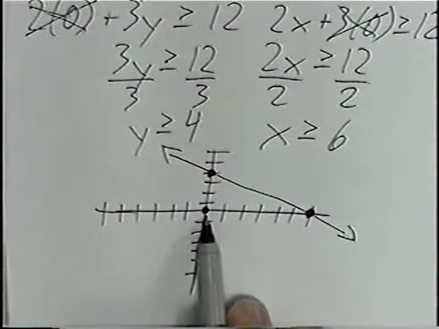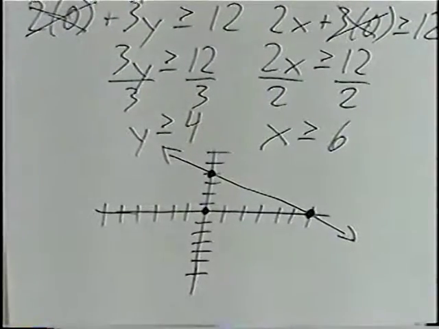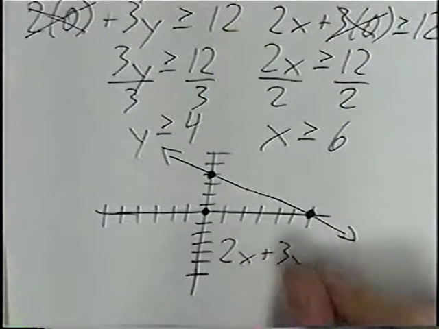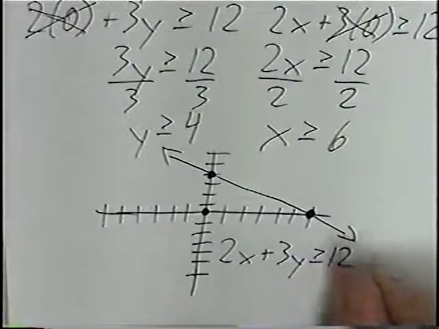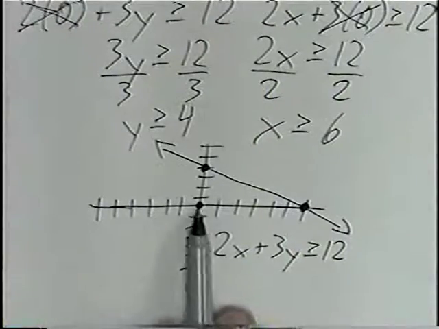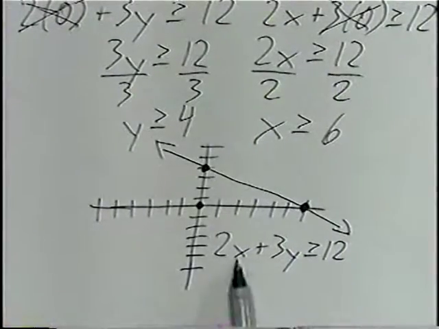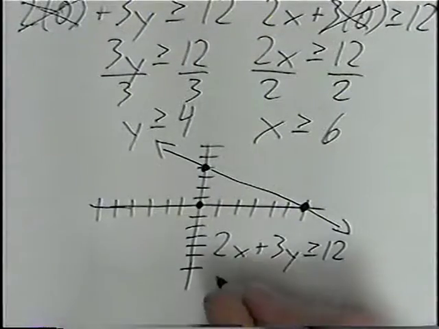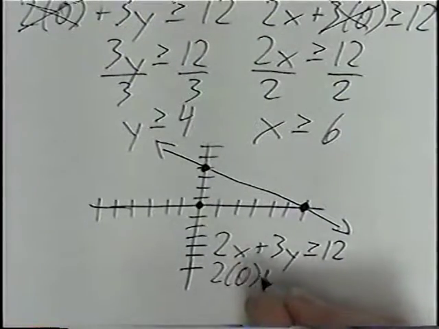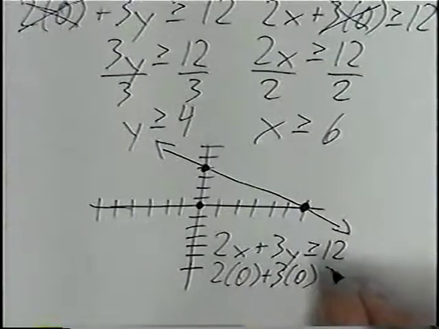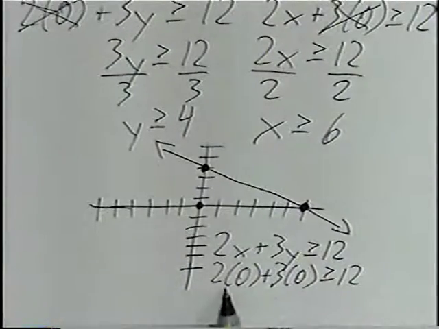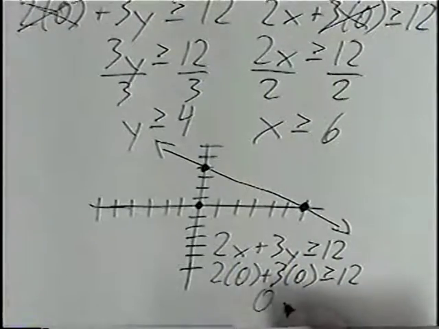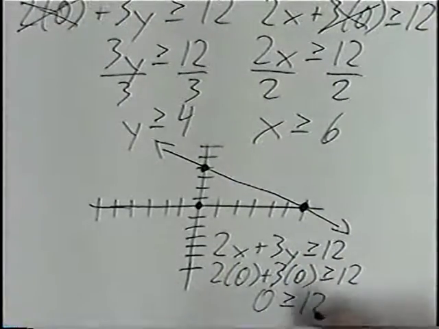If we take the point 0, 0, and plug it into the original inequality, the original inequality was 2x plus 3y is greater than or equal to 12. Plugging in 0 for x and 0 for y, we'll see if that point works or is a solution to the graph. 2 times 0 would be 0, 3 times 0 is 0. Adding those, we'll have 0 is greater than or equal to 12.